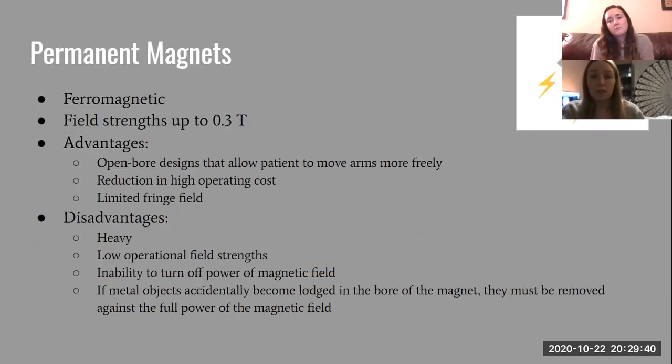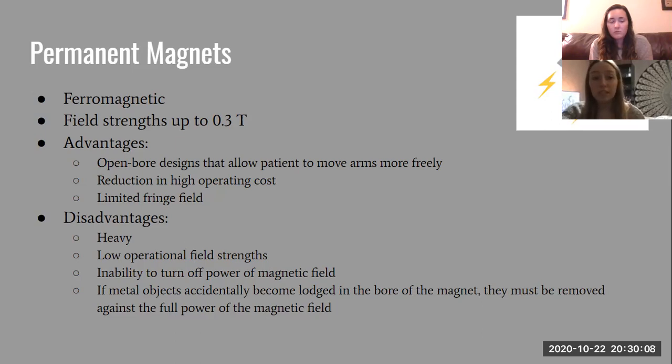Permanent magnets are a type of magnet used in MRI. They are ferromagnetic. They have a field strength of up to 0.3 Tesla. Some advantages to permanent magnet types are the open bore designs that allow patients to move their arms around more freely, the reduction in high operating cost, and limited fringe fields.